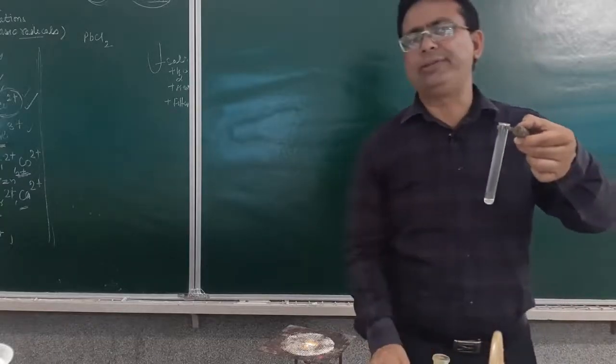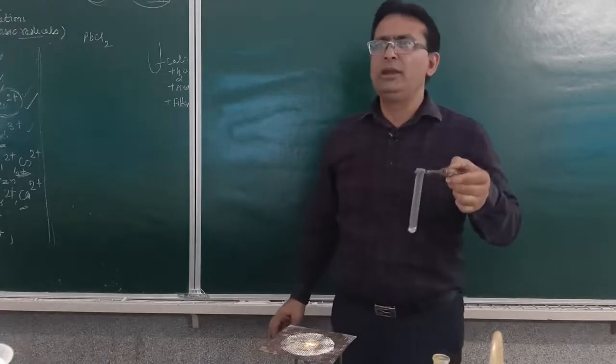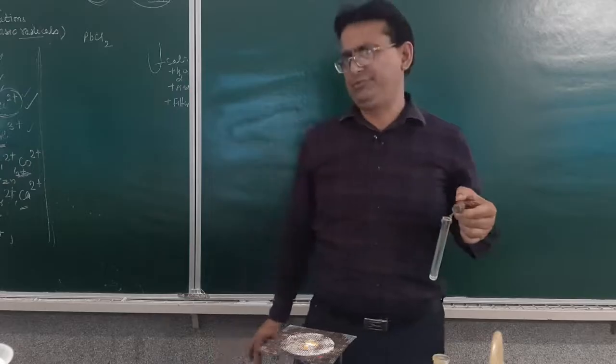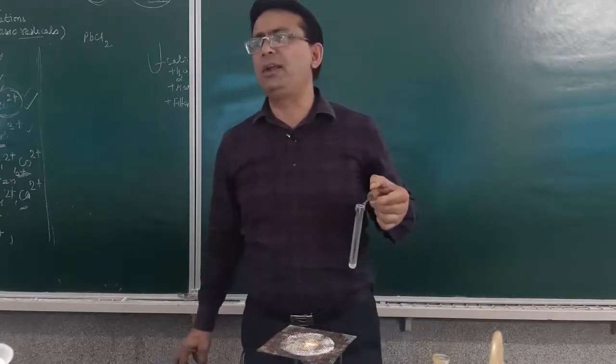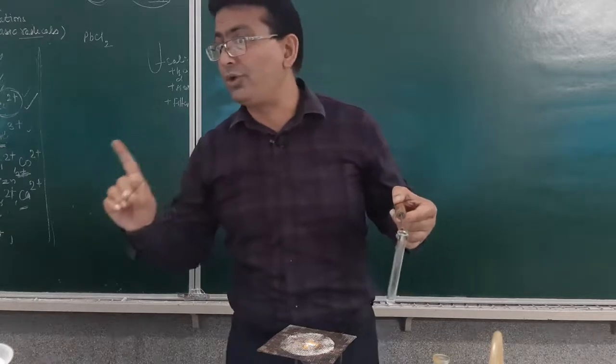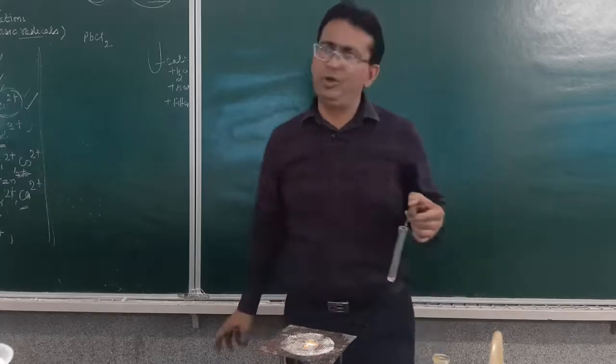You may ask the question, sir, why freshly prepared? Ferrous sulfate solution, if not freshly prepared, may get oxidized to form ferric sulfate. And ferric sulfate will not give a reddish brown ring. The reddish brown ring is of what compound? Nitrosoferrous sulfate. So if it is oxidized to ferric sulfate, the reddish brown ring will not be obtained.